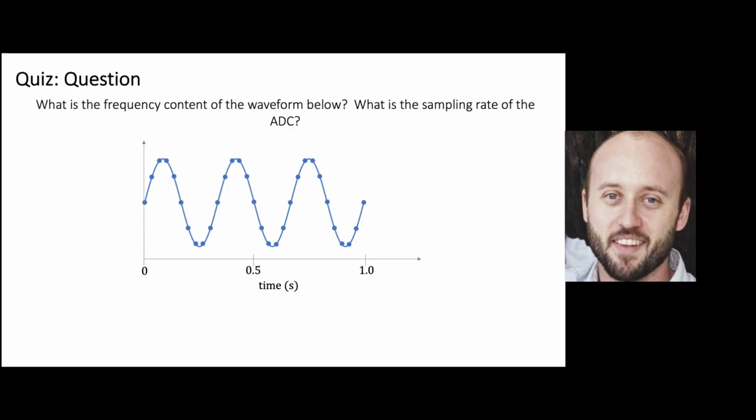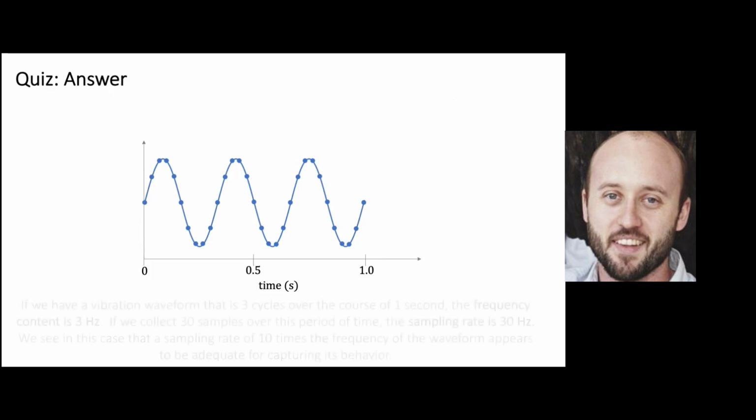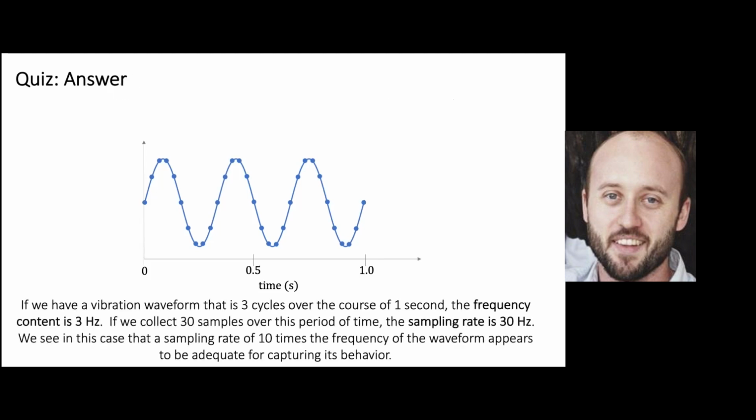So using those basic definitions, see if you can answer this in your head by looking at this chart on the page. What is the frequency content of this waveform? And what is the sampling rate when we're taking this analog waveform with its specific frequency content and sampling it? So you can see this waveform occurs over the course of 1 second. And over this 1 second, we get 3 cycles. So 3 cycles occurring over 1 second, that means 3 hertz.